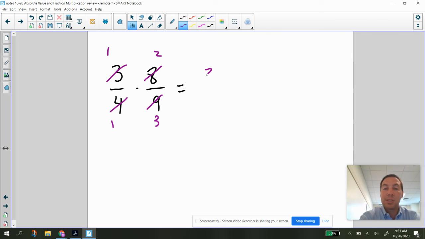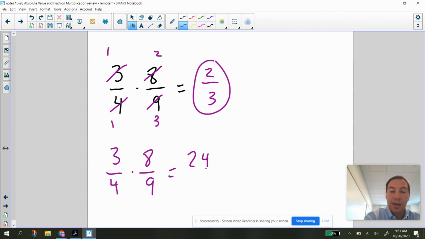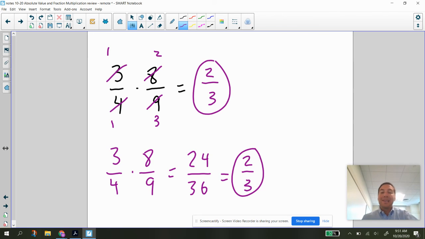1 times 2 is 2. 1 times 3 is 3. And you get that as your answer. Just to show you what would have happened if you hadn't done that reducing at the beginning, you'll actually still get the same answer. You'll get 24 over 36, which will then reduce to 2/3. I find when I'm doing these, it's a lot easier. You deal with smaller numbers if you do that cross canceling, that diagonal reducing in the beginning.